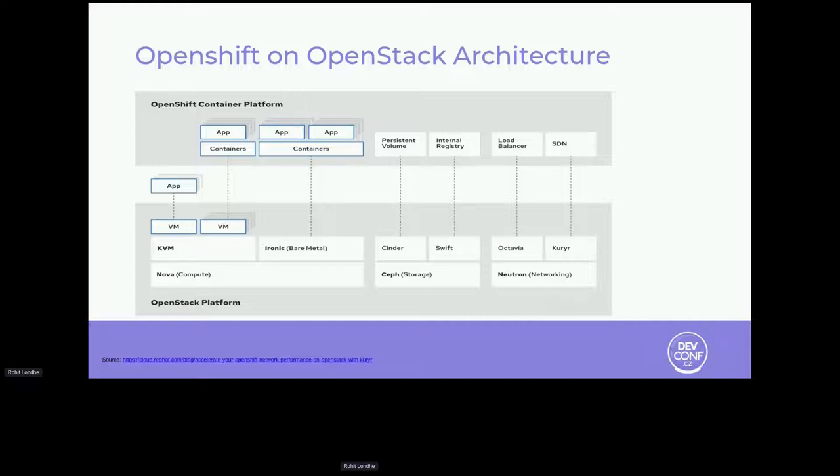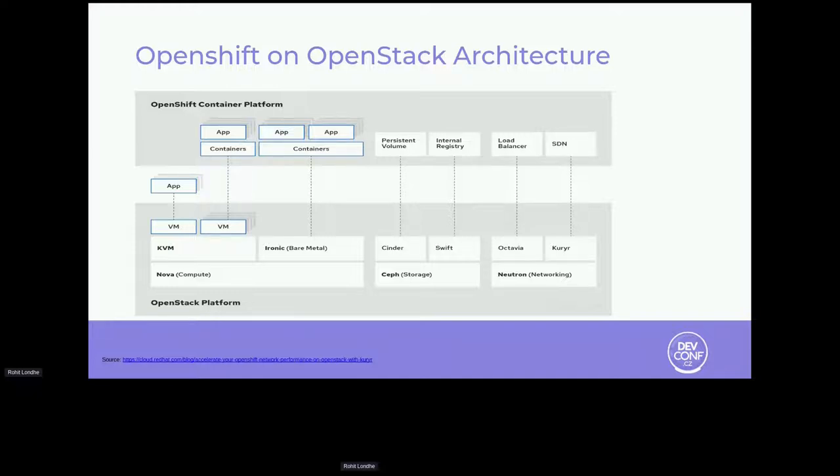compute node VMs. Over here, you can see the Nova compute node, which is a bare metal node, and we have VMs created with the help of the KVM manager. Then we have Cinder and Swift storage as the backend with Ceph. And then we have Octavia and Kuryr present as well.